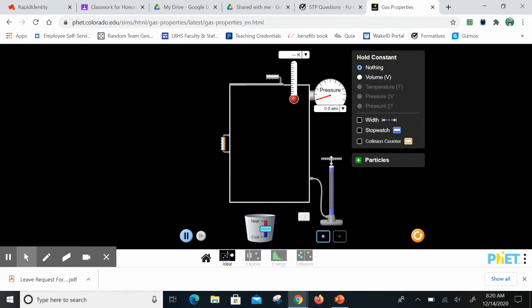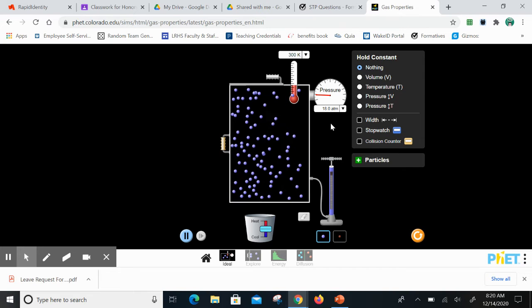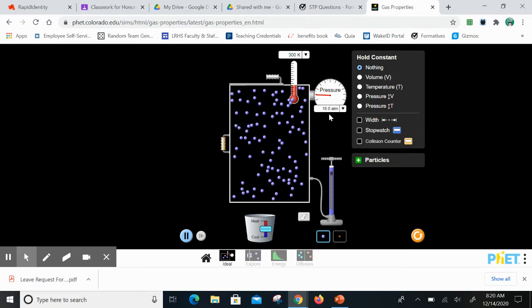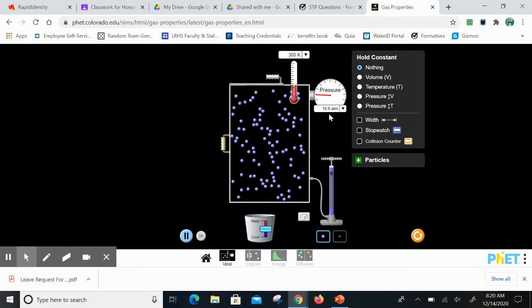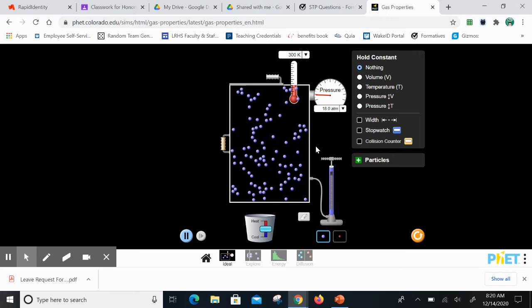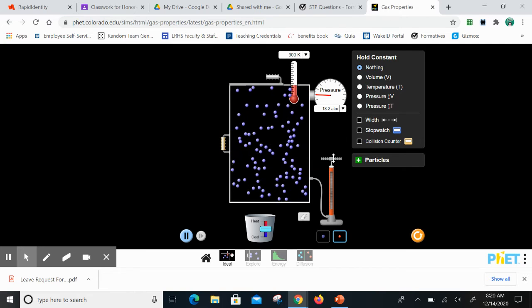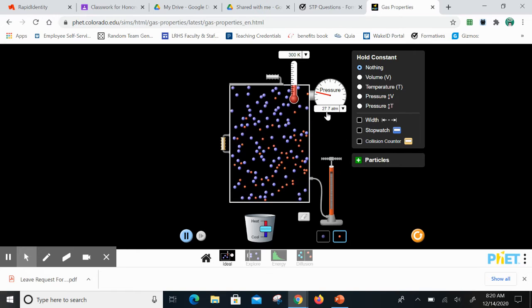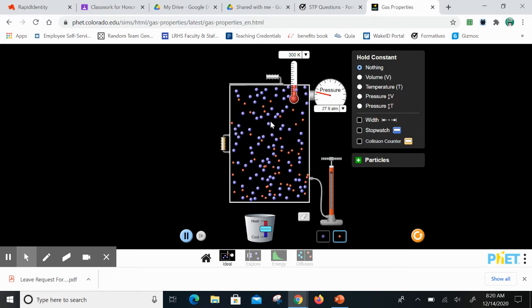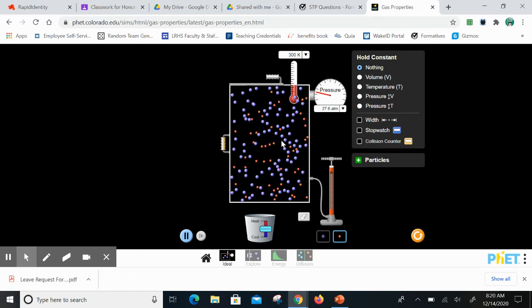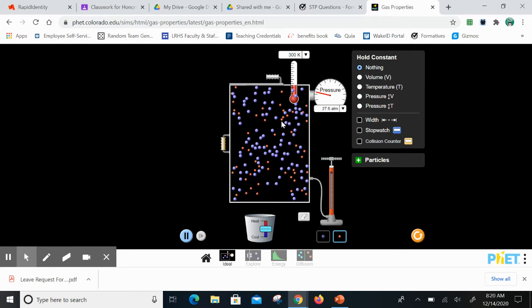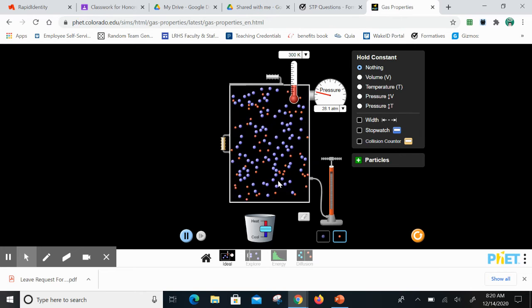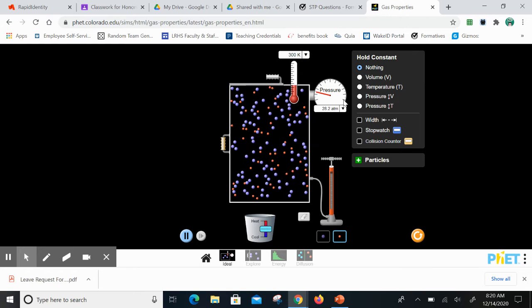So the purple gas is providing a pressure of, once it starts hitting, all right, so ballpark 18 point something. Let's go with 18.4. And then if I add the red gas, the total pressure goes up to 27.4, let's just say. So if the other one was 18.4, then the red gas is contributing 9 atmospheres of pressure so that the total is 27.4. So each individual gas is combining for the total pressure.